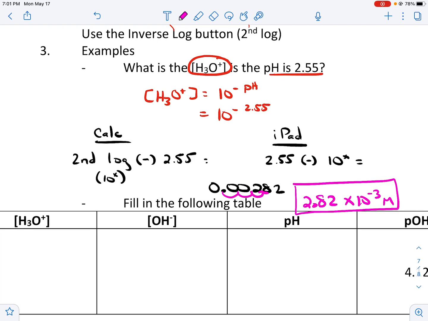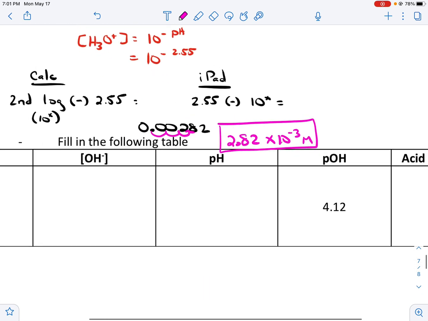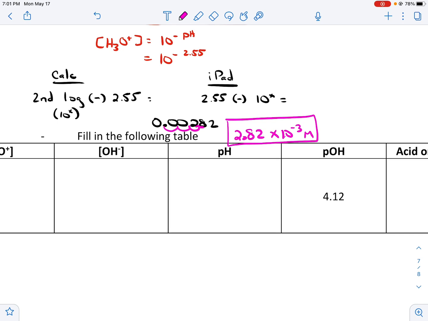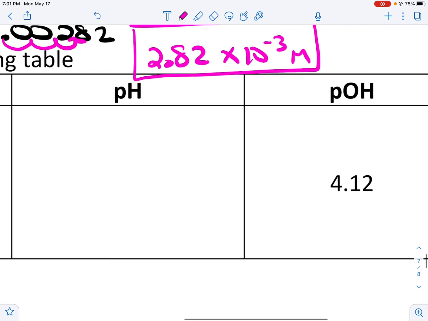Let's go ahead and work this next problem out that's a little more advanced. Okay, so this time we start with pOH. All right, pOH. And we're going to go to pH and kind of all the way down. All right, so let's start with the easy one, right? How about this one? If we know pOH, we know that pH plus pOH equals 14, right?